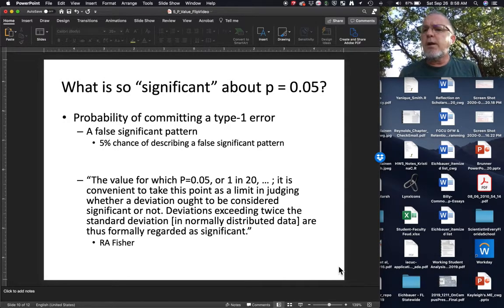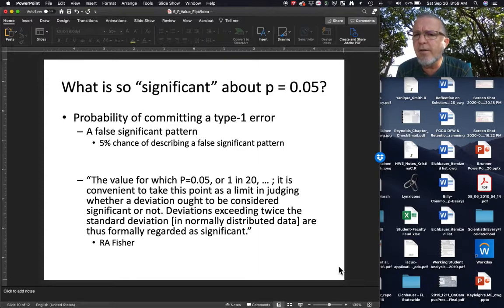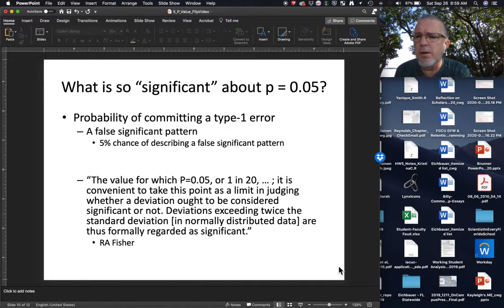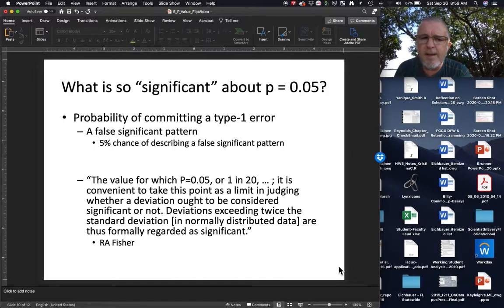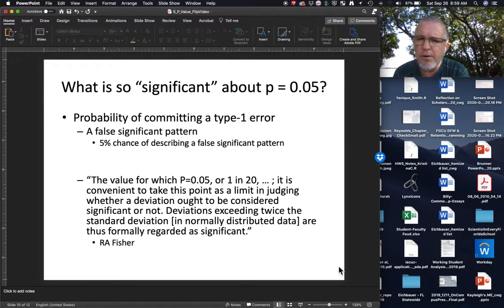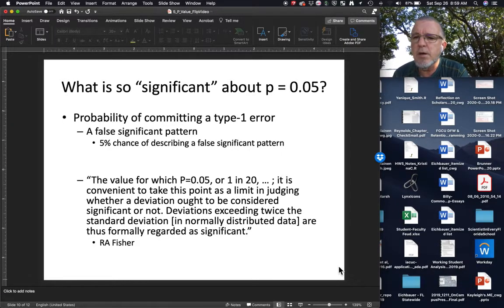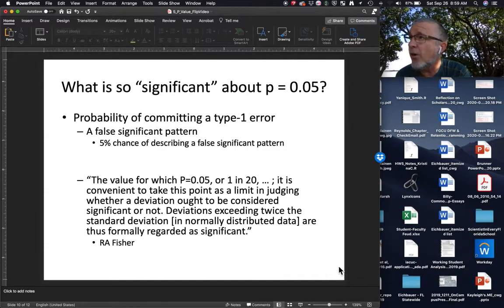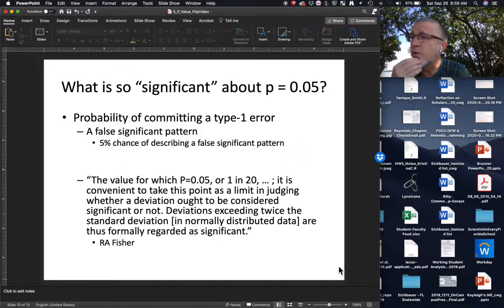There's some logic to it, but most people just sort of take this number as an arbitrary, faith-based number. The logic to it is that it gives us a threshold for committing a type 1 error. And a type 1 error is a false positive. You describe a pattern that doesn't really exist, right?